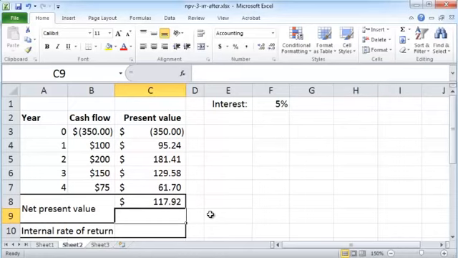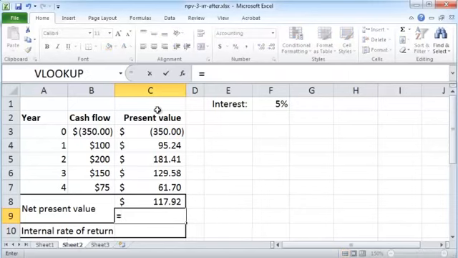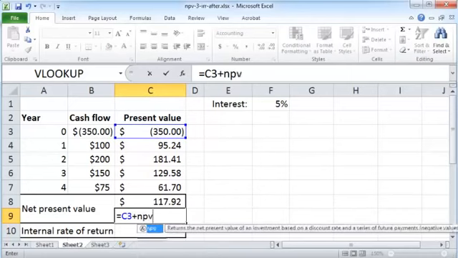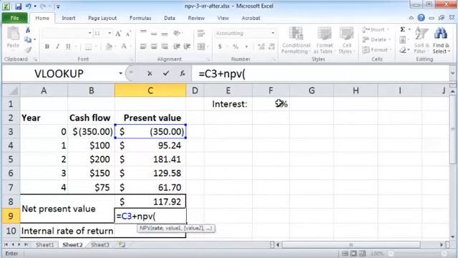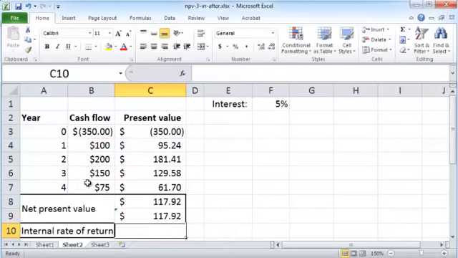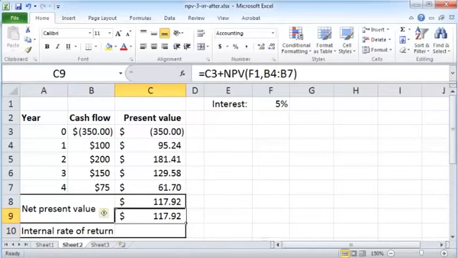Excel provides an NPV function, and we are going to now use that function to calculate the net present value. To use the NPV function, this is how we would do it. I would first add up the initial negative cash flow plus NPV within parentheses the interest rate and all the values, not the first one, the negative one, but all the other values, and that's exactly $117.92.